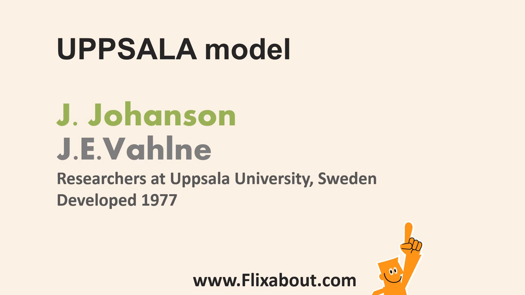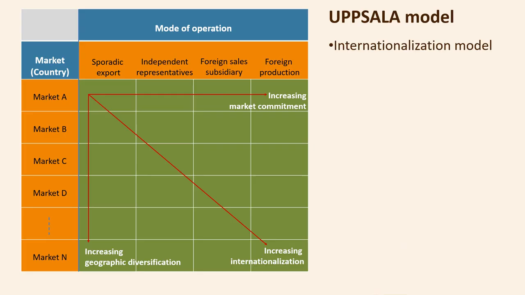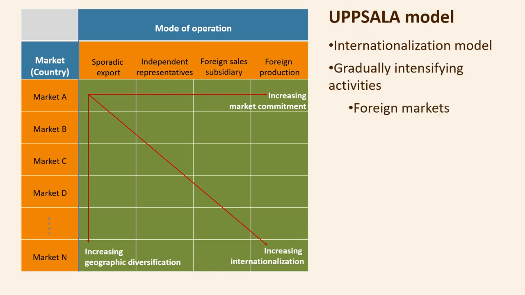The Uppsala Model originated from the work of Swedish researchers Johanson and Vahlne during the 1970s at Uppsala University. The Uppsala Model, also known as the Uppsala internationalization model, is a theory that explains how companies gradually intensify their activities in foreign markets. The model claims that companies internationalize incrementally and move through several phases. The internationalization process is therefore incremental.